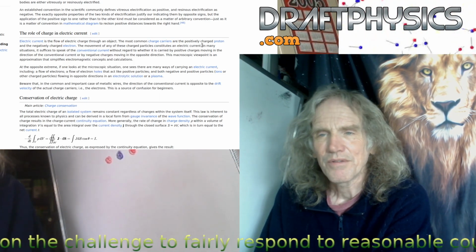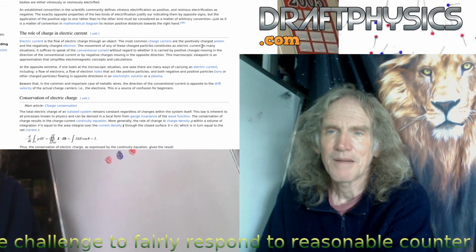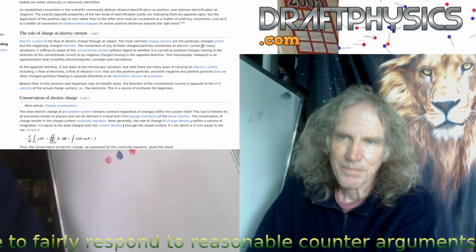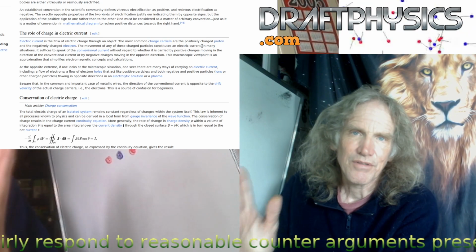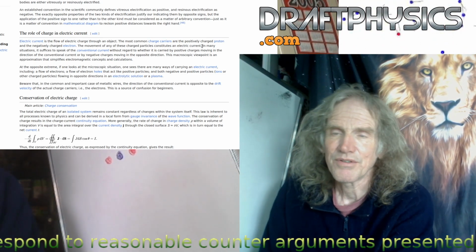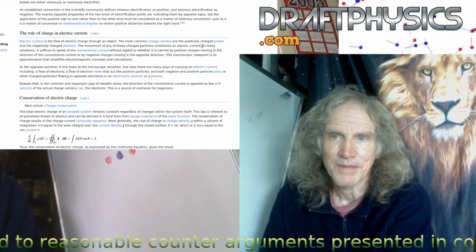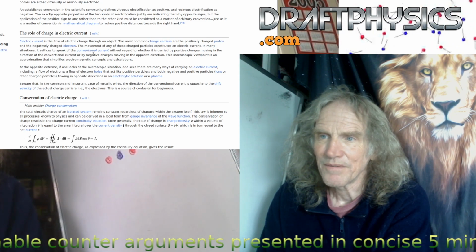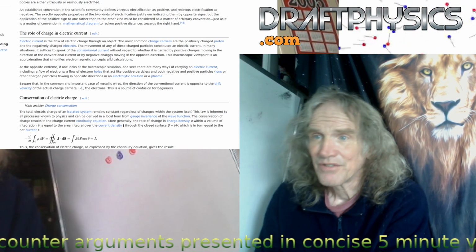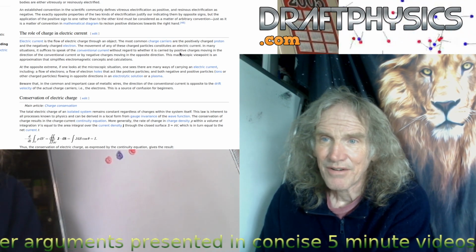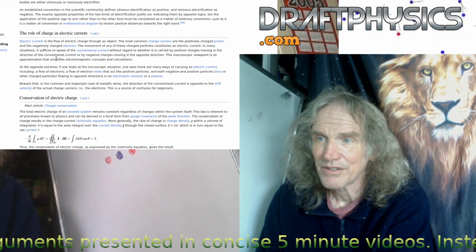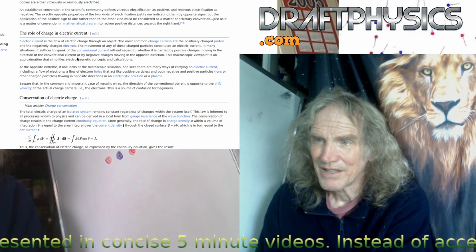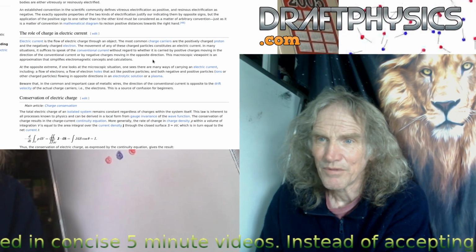So we know the protons aren't moving. You're not breaking the nuclei. You're not shooting a proton into another proton into another proton. You're just migrating loosely attached electrons, and that's all you're doing, across or through a medium. You need free electrons. In many situations, it suffices to speak of conventional current without regard to whether it is carried by positive charges moving in one direction or by the negative charges moving in the opposite direction.